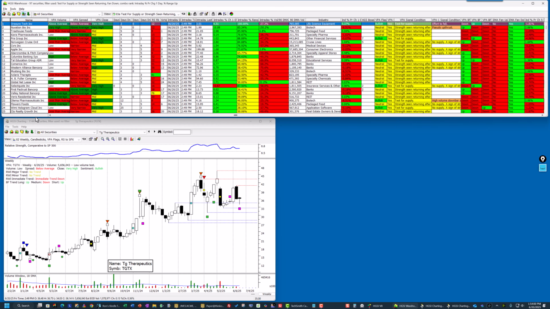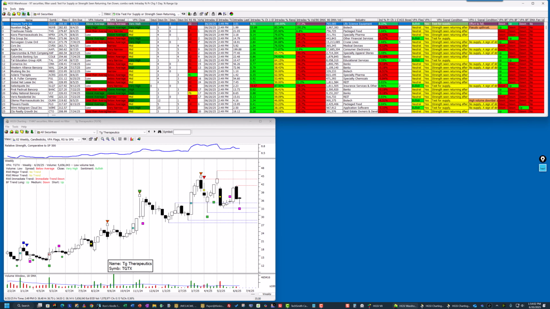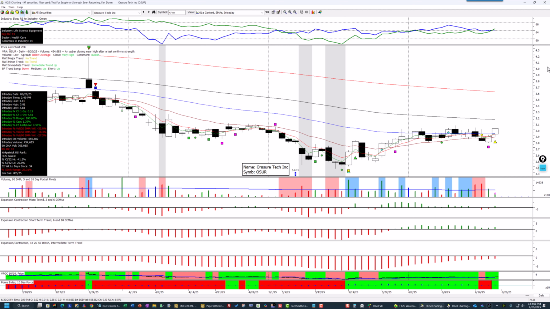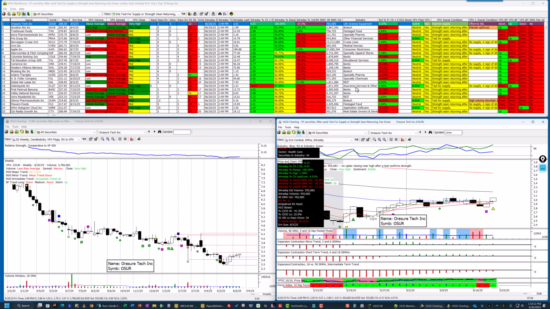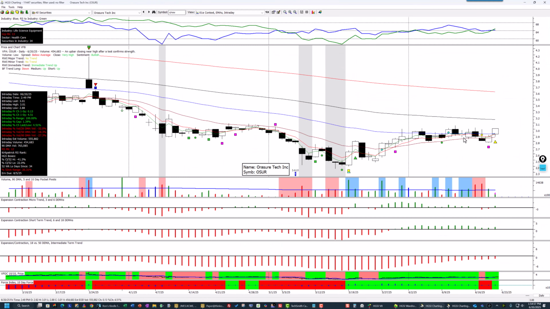OSUR. I believe that one came up in the one-day reversal, which you can see right here. And it's also coming up in this scan. Here's your low volume test, and here's your confirmation of that test. Okay, this is a $1.99 stock.